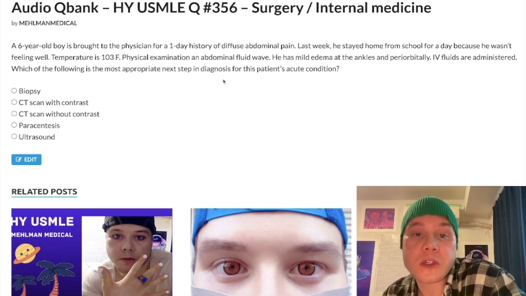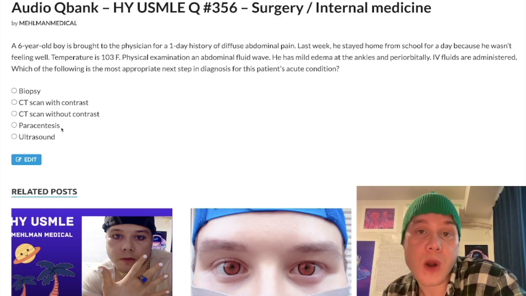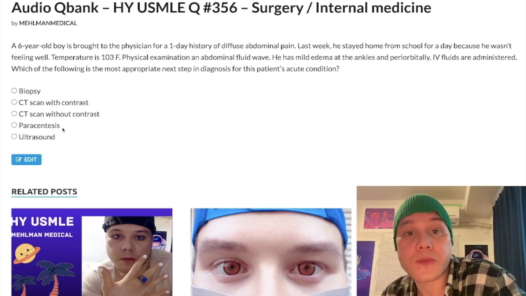And what we're going to do to diagnose this acute condition is a paracentesis. This is not the same thing as pericardiocentesis. Paracentesis means aspiration of fluid from the peritoneal cavity. And we're going to do a gram stain of the fluid, a culture, as well as looking for greater than 250 white cells per high powered field. And we're going to treat with ceftriaxone. Very important for USMLE.